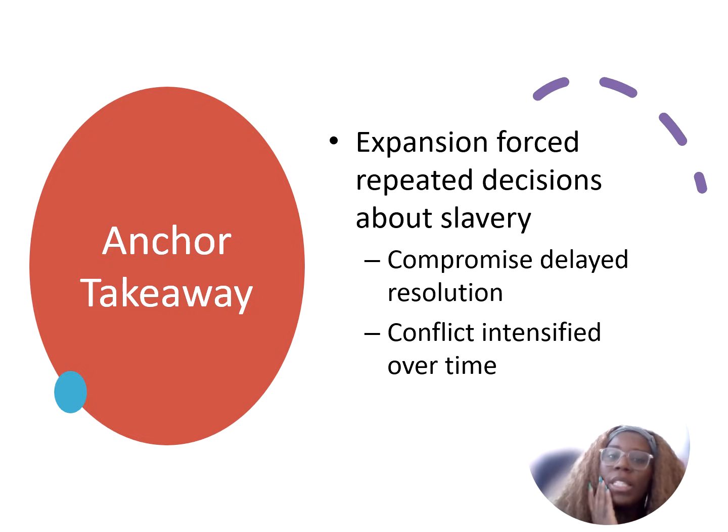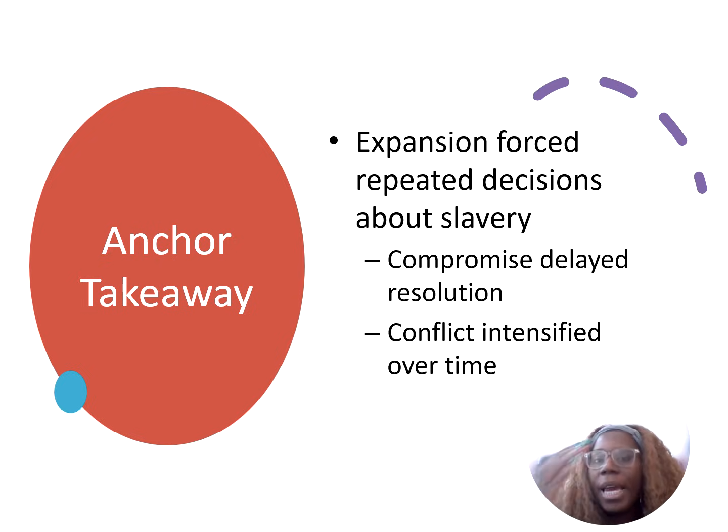Now, your question for this slide. Why did delaying decisions about slavery through compromise ultimately make the conflict more severe? You're going to break this question down into parts. You want to make sure that you first explain what compromise was doing. Compromise ultimately was just delaying the inevitable, creating only temporary fixes.